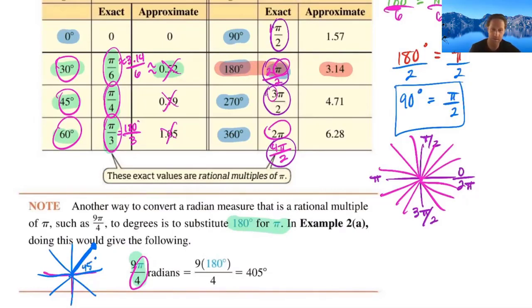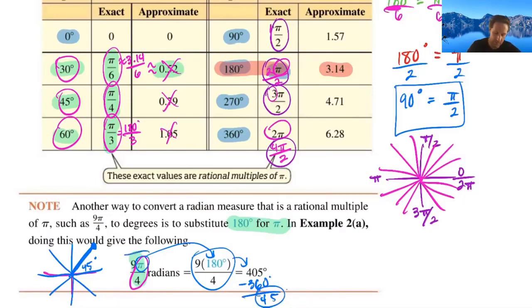Or you can say that this pi is equal to 180 degrees. Simplify this whole fraction, multiply it out, and get 405, which again, if we subtract that extra full circle, we know that we'd be getting 5, and then 40 minus 36 is 4. There's our 45-degree reference angle that is coterminal to that 405.